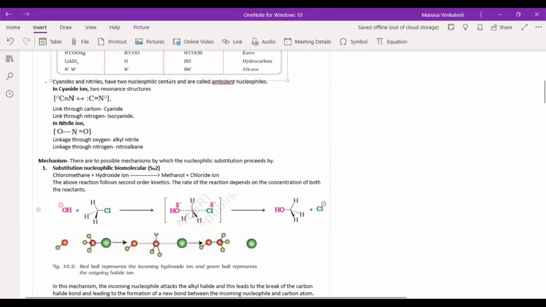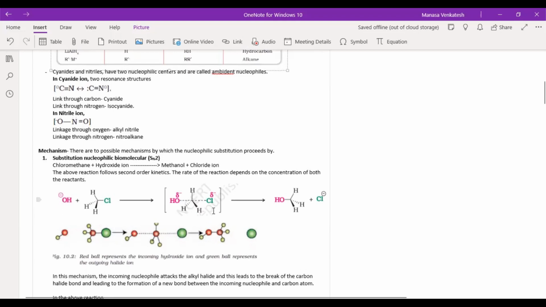And all of this leads to something called variation, inversion and configuration, which again, I'll be talking about in detail in the next video. So this particular state is called a transition state, which is formed during the course of a nucleophilic substitution SN2 reaction.